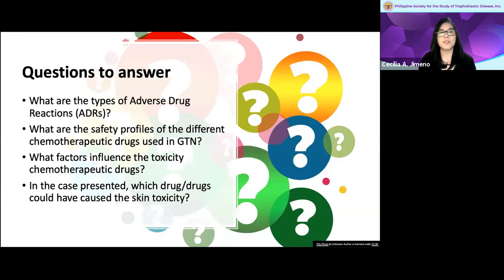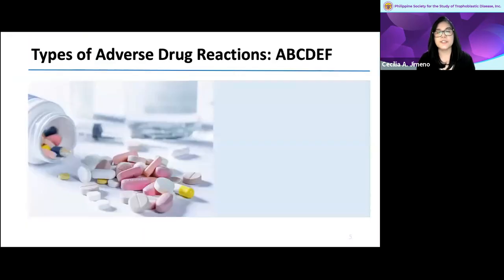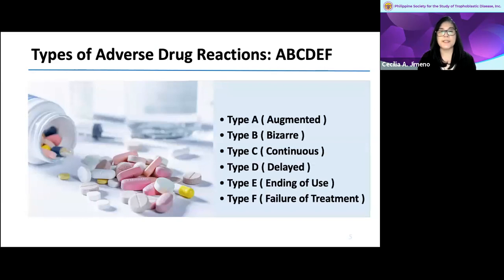So I'll begin with the first topic, which is: what are the types of adverse drug reactions? We refer to these kinds of adverse drug reactions as the ABCs of adverse drug reactions. A stands for augmented, B for bizarre, C for continuous, D for delayed, E is ending of use, and F is failure of treatment. For this particular case that was already discussed, the main focus is actually the type A and B adverse drug reactions, specifically the type B.